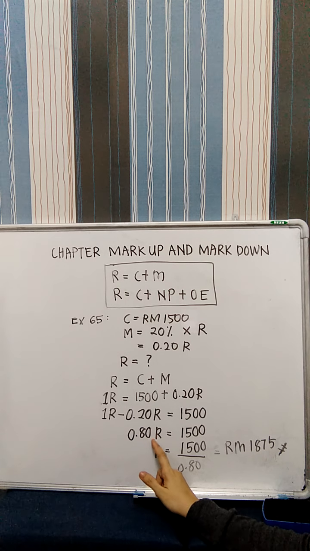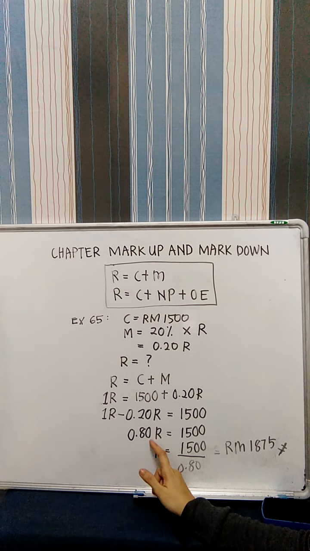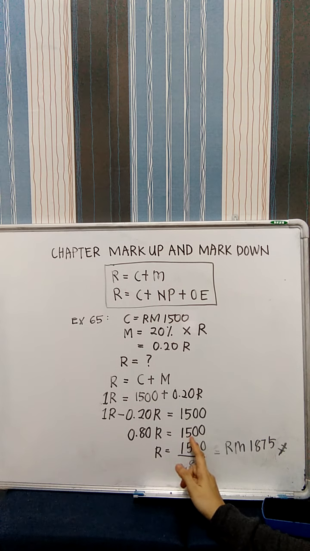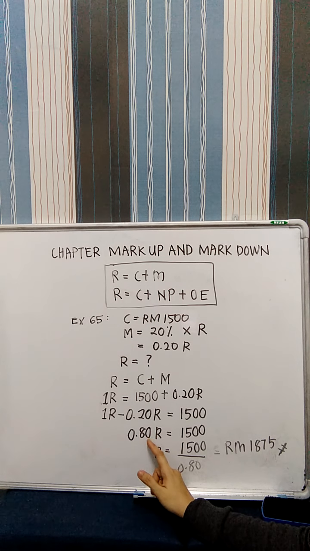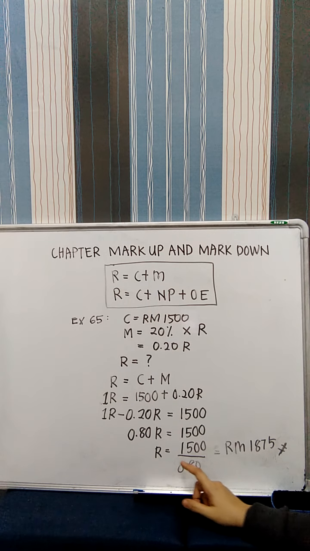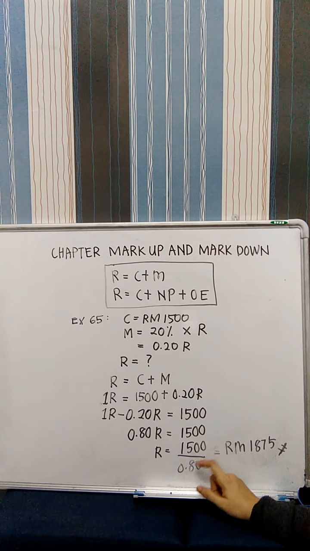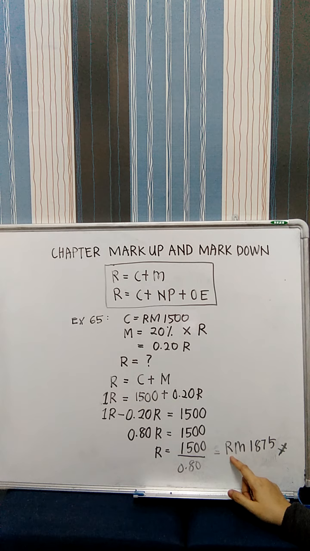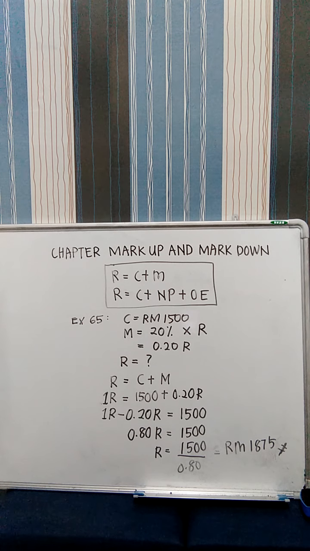This operation here is 0.80 times R equal to 1500. So R is, if on your left is times, you change to the right, the operation changes to divide. So 1500 divide 0.80. And then the final answer for example 65 is RM 1875.